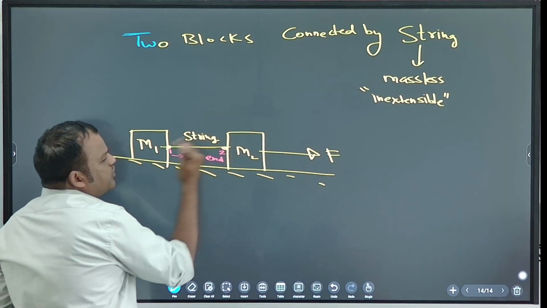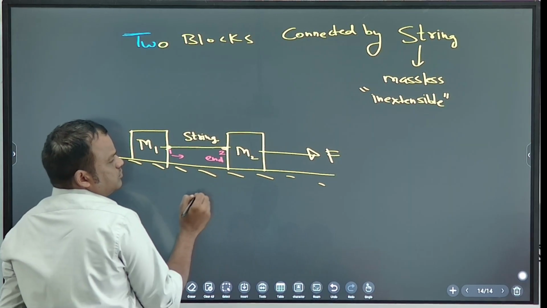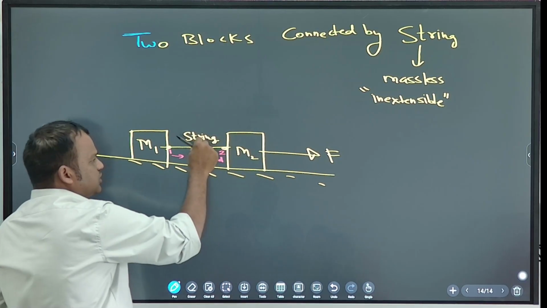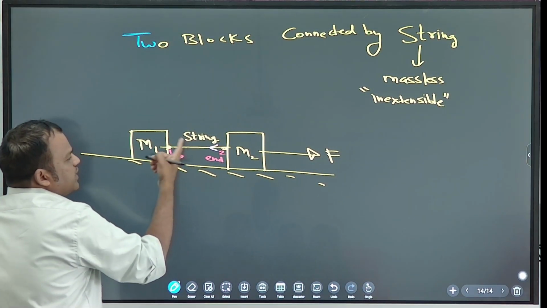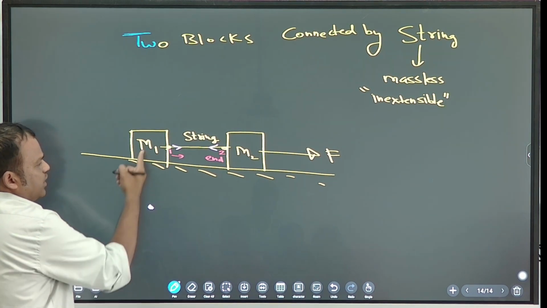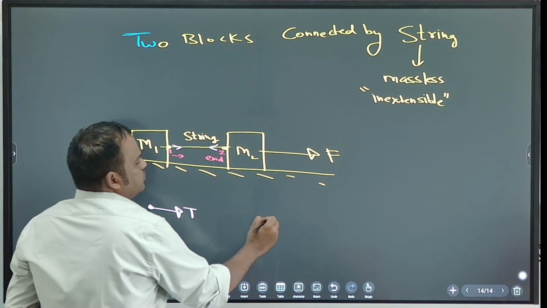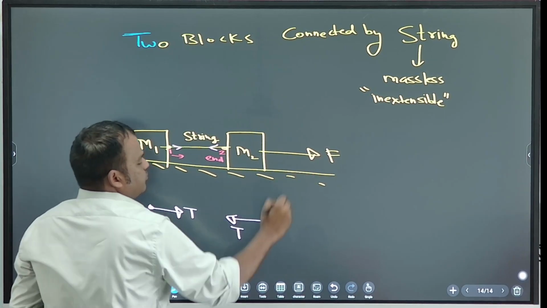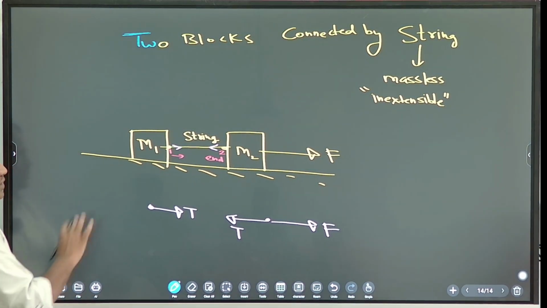What string is doing to M2? It is pulling or pushing? Pulling, correct. Because M2 is pulling string right side, so string will pull M2 left side. And the same string will pull M1 right side. So free body diagram of M1, tension force T right side. For M2, tension force T left side and external force F right side. Okay, clear? So this is the free body diagram.